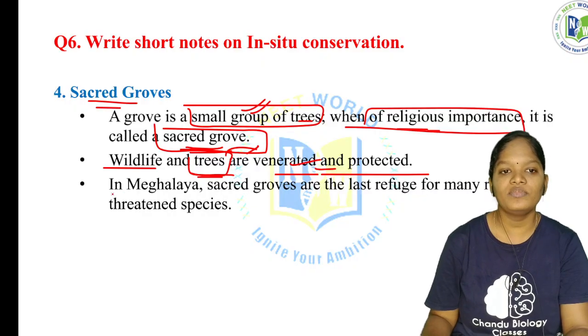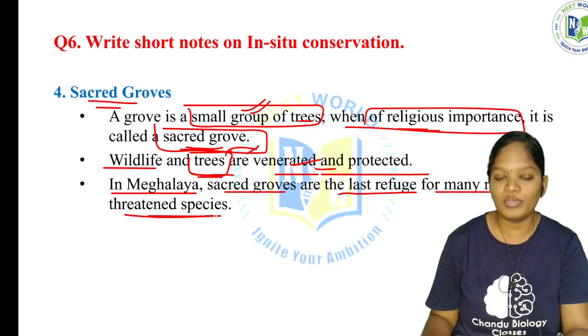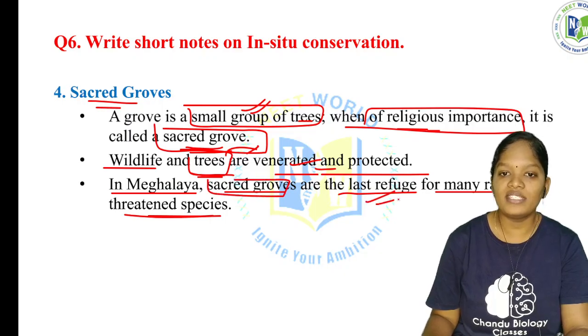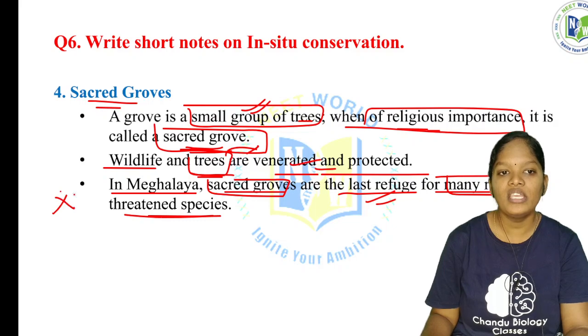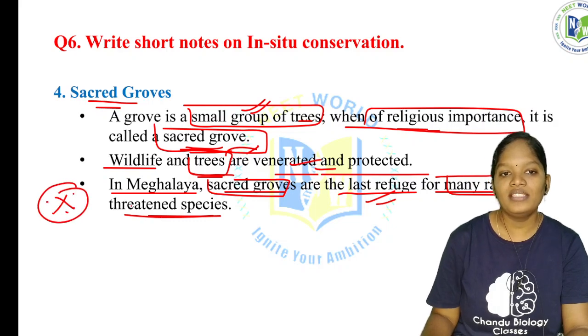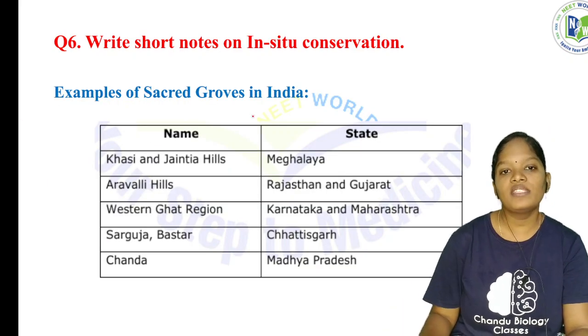In Meghalaya, the sacred groves are the last refuge for many rare and threatened species. Okay, so in Meghalaya, you should know the sacred groves are the last refuge for many rare and threatened species. Whenever you highlight all these important things in the exam, you can get more marks. These are the examples of sacred groves in India.